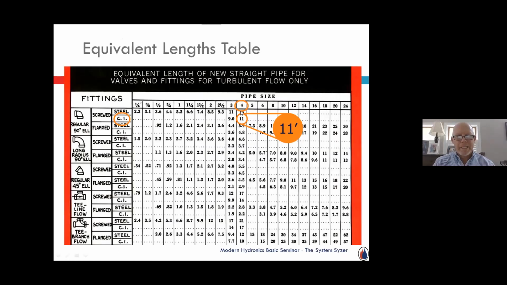So for a quick example, if I had a 90-degree regular cast iron 4-inch elbow, it's saying that 4-inch elbow represents 11 feet of straight pipe. So I'd want to add that to my actual straight run so that I can accommodate all of the frictional resistance that flow rate is going to experience in that piping network. And so that's what scale 4 is all about.